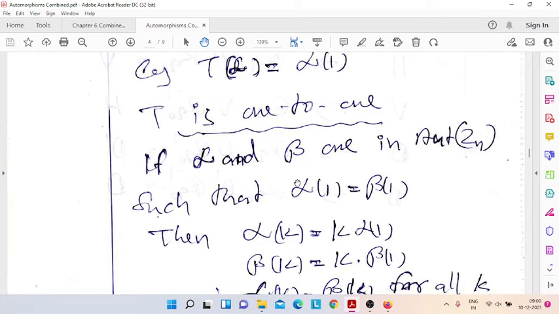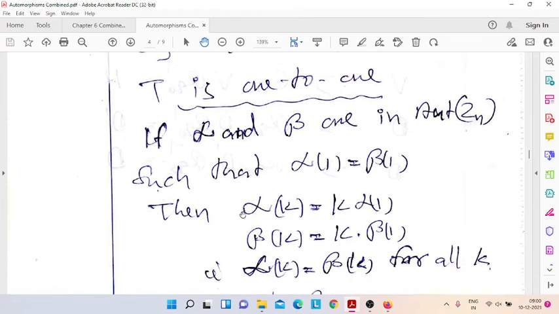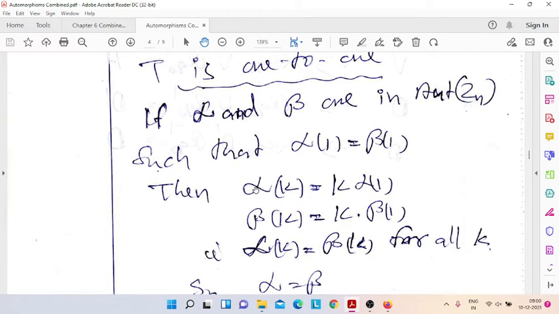These elements are selected such that alpha 1 equals beta 1. Then we know that alpha of k can be written as k times alpha 1, and beta of k equals k times beta 1, because the elements of Zn are 1, 2, 3, etc.